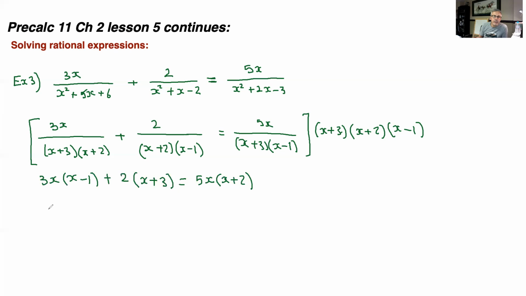Now just distribution and then collecting like terms. Most likely it will equate to 0. We'll have a quadratic that we have to factor, from the way I'm seeing it. So 3x squared minus 3x plus 2x plus 6, so I'm just distributing, equals 5x squared plus 10x.